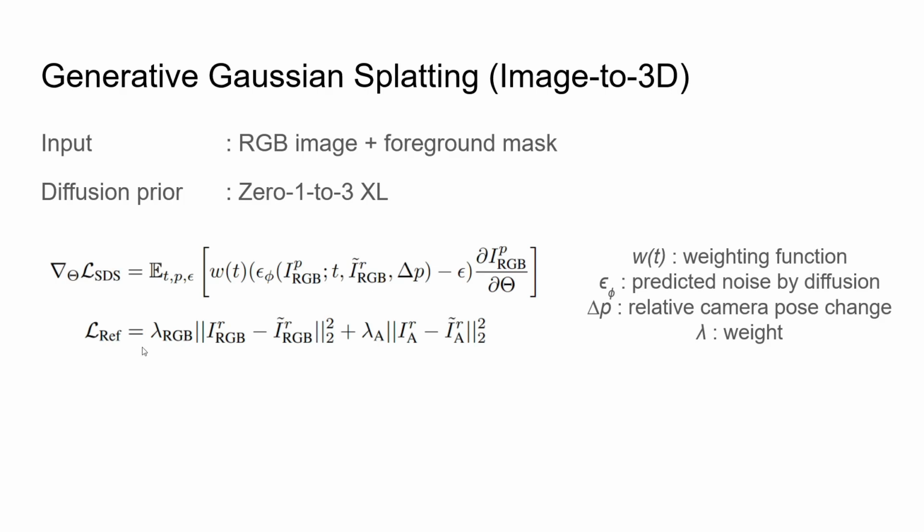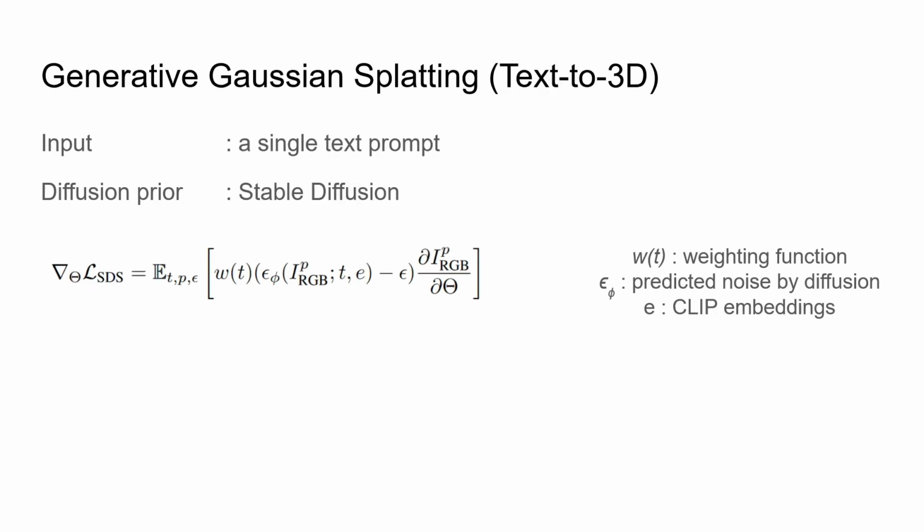Next is the additional loss for image alignment. The loss is to align the reference image and the input image, and it is the same for the transparency image. The final loss will be the sum of these two losses.